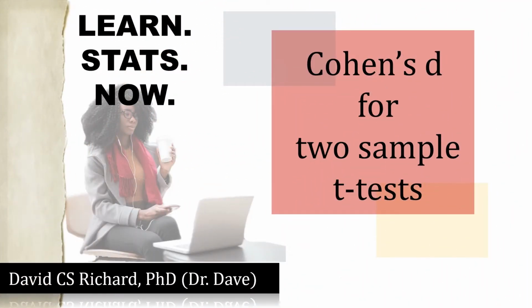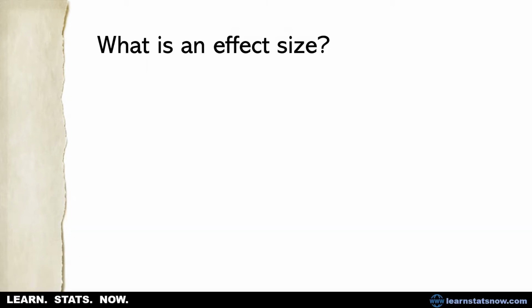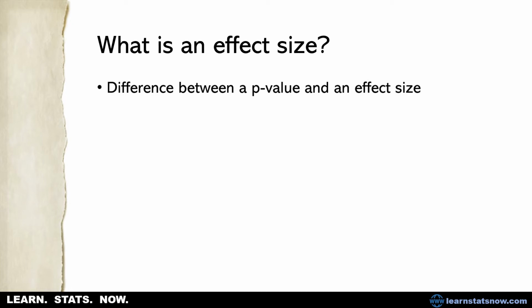Okay, in this video, we're going to discuss Cohen's d for two-sample t-tests, a primary measure of effect size. Okay, so what is an effect size? Well, first of all, let's distinguish between an effect size and a p-value, and what's the difference between the two of them.